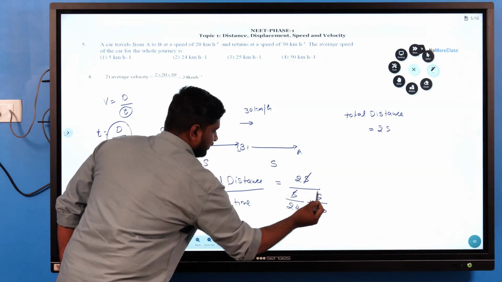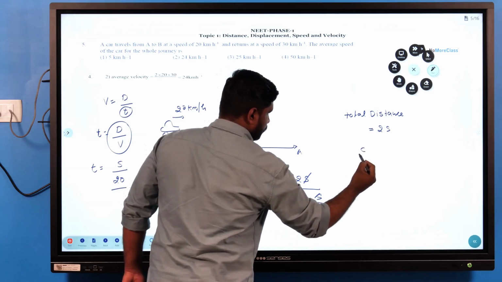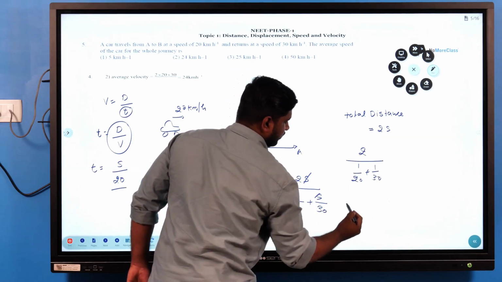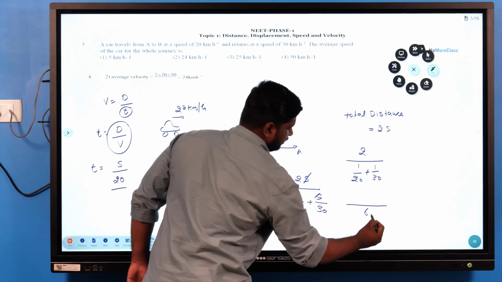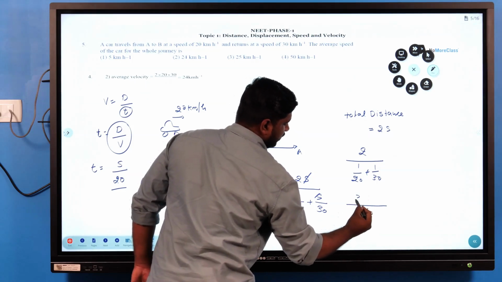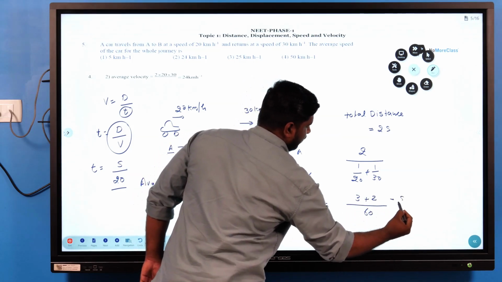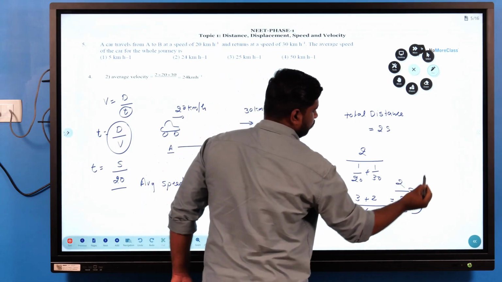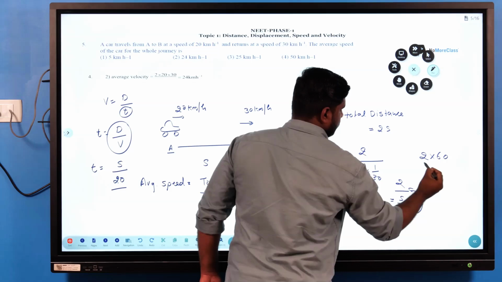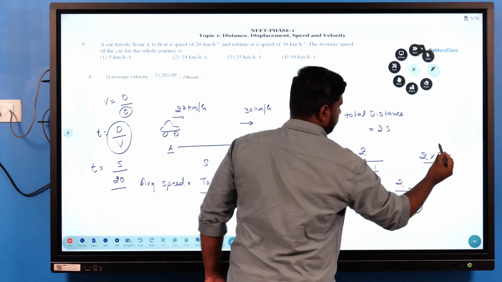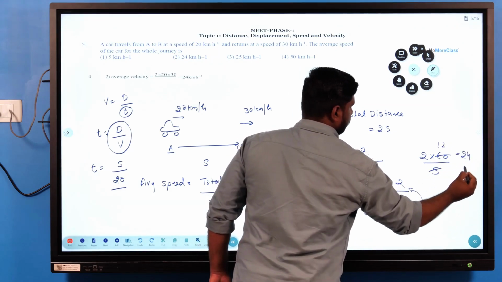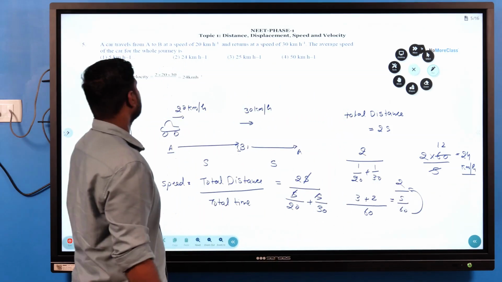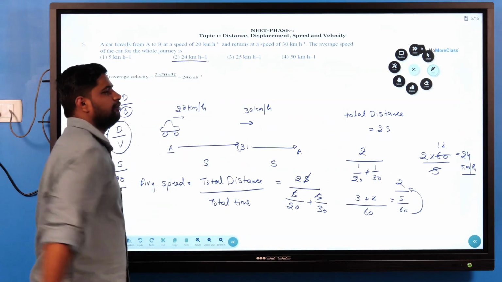The S cancels, and we get 2 divided by (1 by 20 plus 1 by 30). We take the LCM, that is 60. It is 3 plus 2, 5 by 60. So here it will be 2 into 60 divided by 5, which is 24 kilometer per hour. So our answer is the second option, 24 kilometer per hour. Thank you.